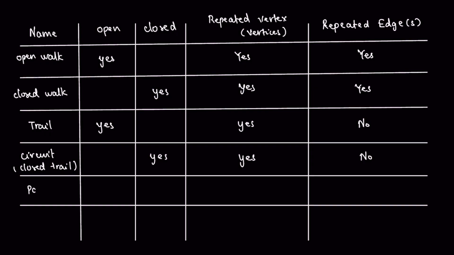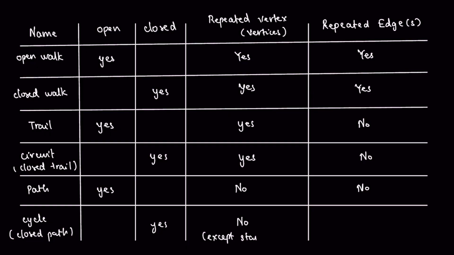Now the next one is called a path. It's an open graph, with no repeated vertices and no repeated edges. And the last one is a cycle, also called a closed path. So it has to be a closed graph with no repeated vertices except at the endpoints, and no repeated edges. So these are the characteristics that allow you to identify whether the graph you're working with is an open walk, a closed walk, a trail, a circuit, a path, or a cycle.